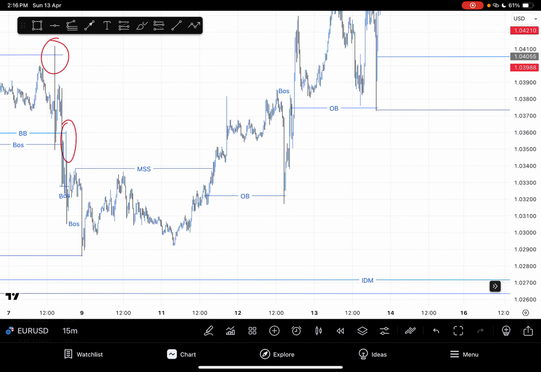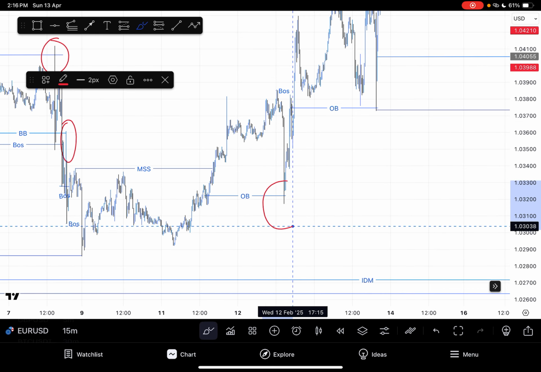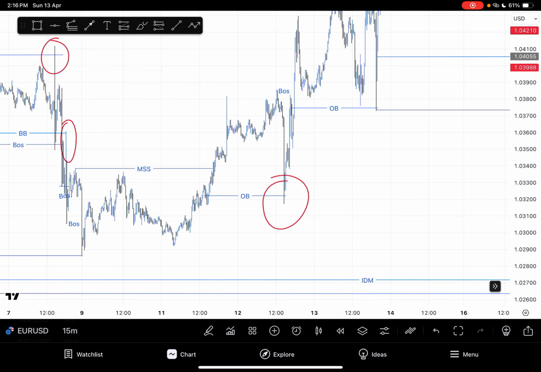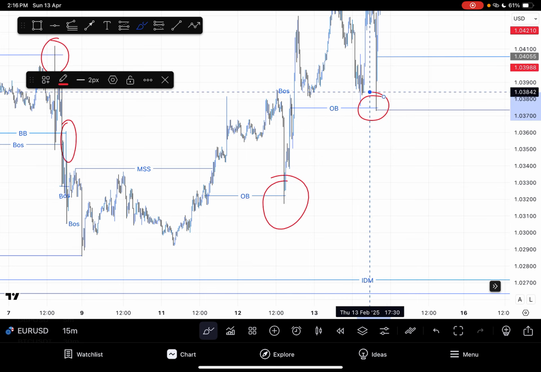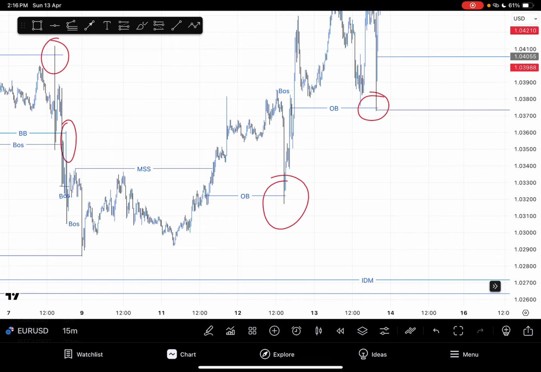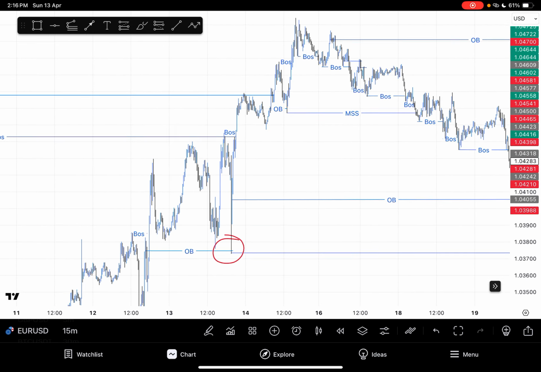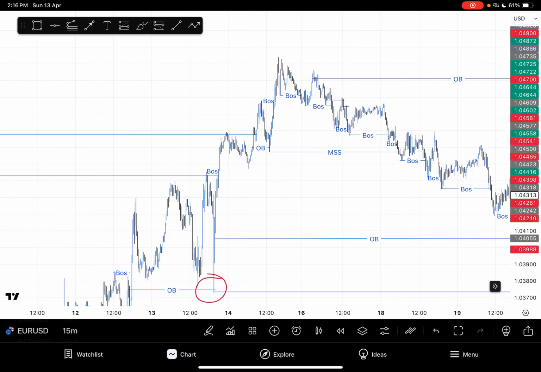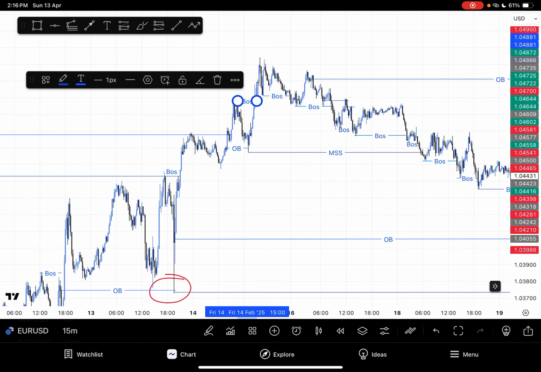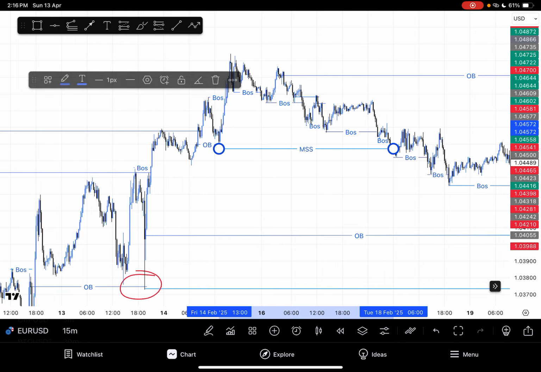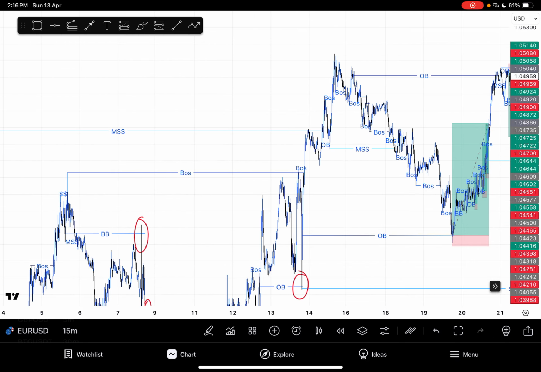After the market structure shift, what did you notice? The first pullback again retested on an order block. After that, it created a break of structure. You see the second pullback again. After the second pullback, you should avoid taking any trades. Just wait for price to create another market structure shift to be on the safer side. Now you see break of structures, another break of structure here, until price broke this previous low, creating a market structure shift again.